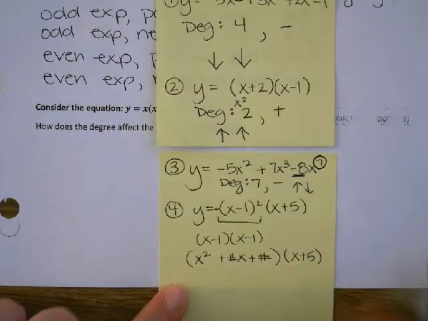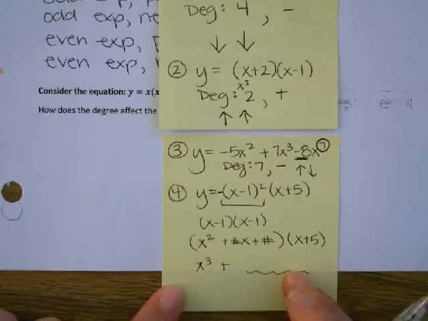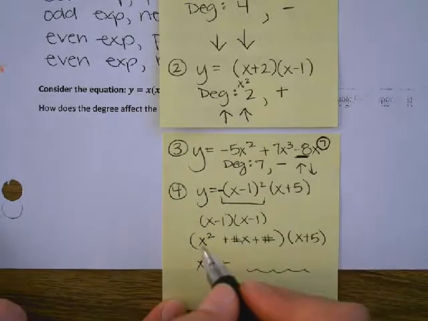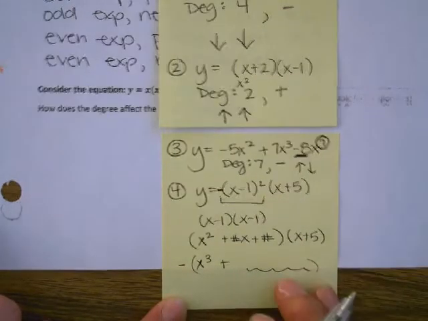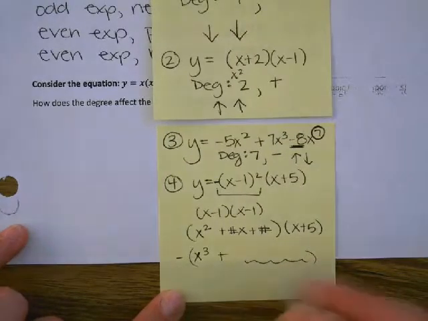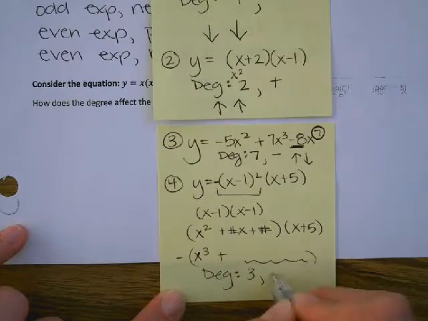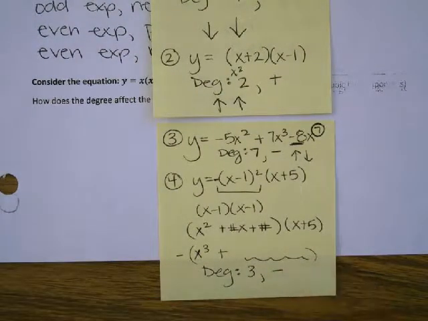x to the third, and then plus stuff, right? And there's a negative in front of it. And there was a negative in the front of the problem. And so there would be some sort of negative that we would then have to distribute to the whole thing. So it's all just negative, like plus. So we're going to say that this degree is 3. And we're going to say that it's a negative equation. I said even, but I meant negative, because of that minus in the front.